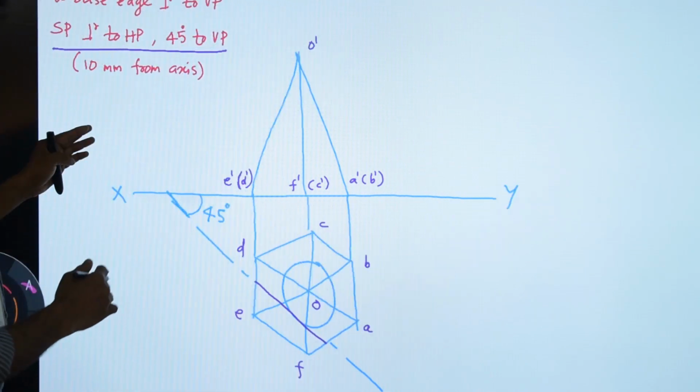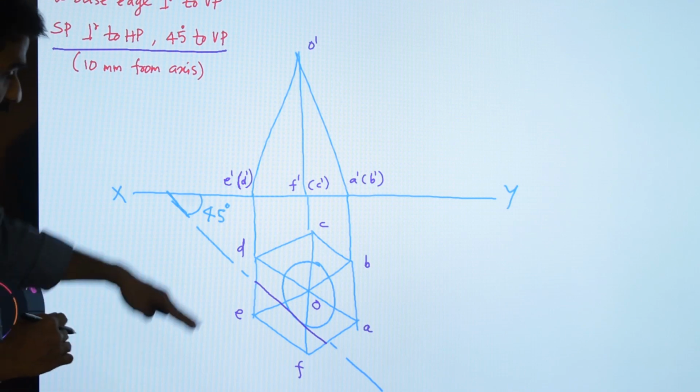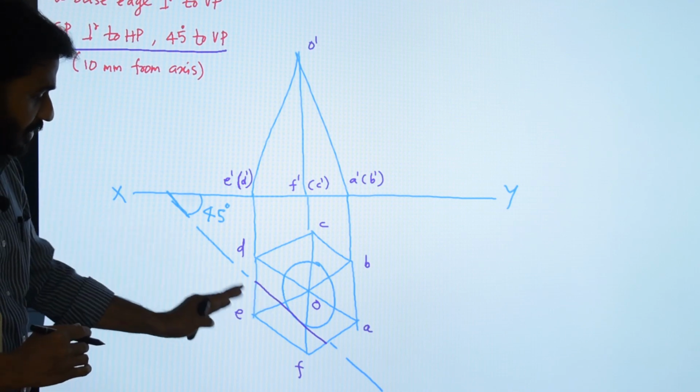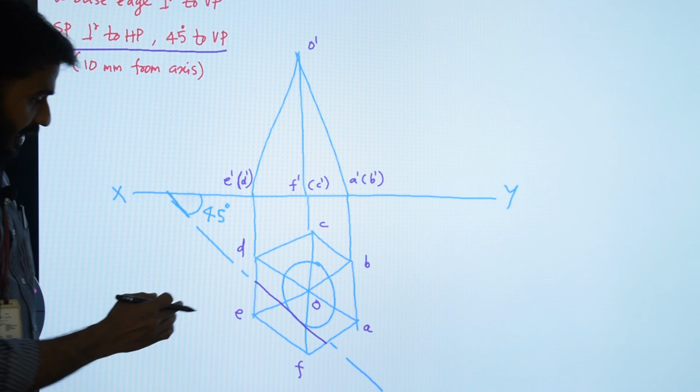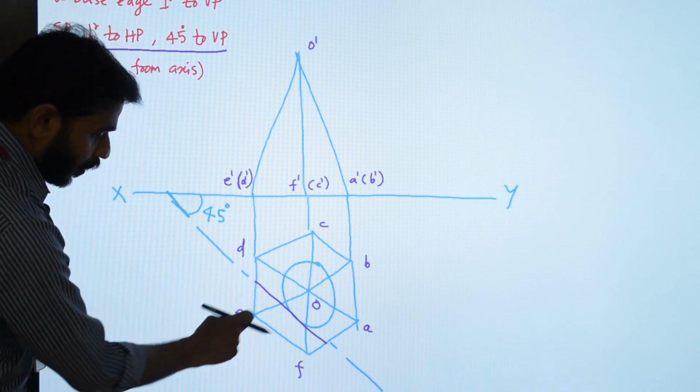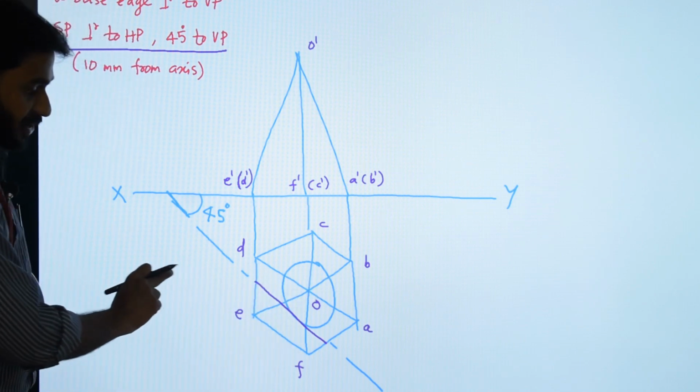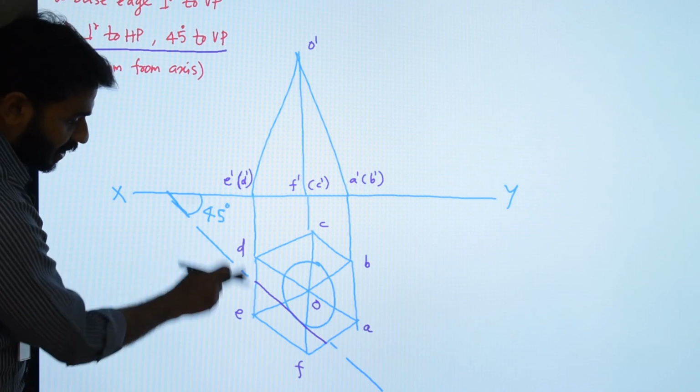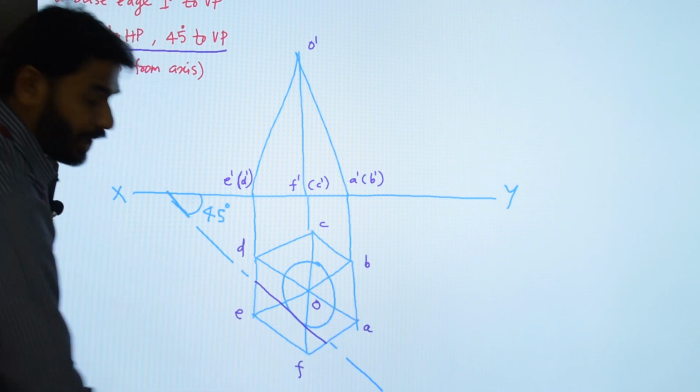Now we need to identify the cut points. So this is the section plane. It cuts two slant edges and two base edges. Which are the slant edges being cut by the section plane? OE and OF, and the base edges being cut by the section plane are DE and AF.